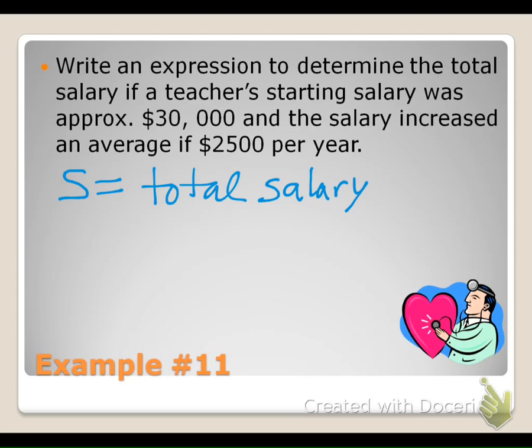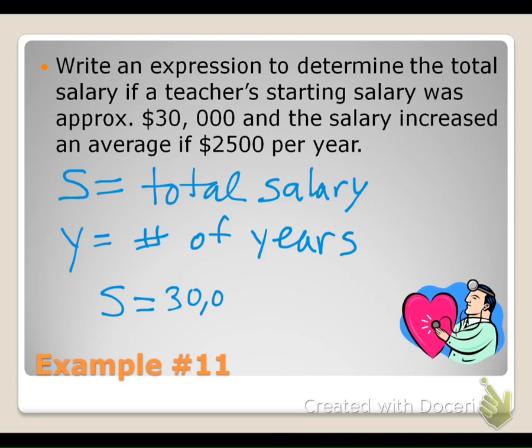Any other variable we want to define? The year. Maybe a Y. Works for me. So Y is going to be the number of years. And we're writing an expression or equation to model the salary. So I'm going to start with salary equals what? 30,000. That's it. Plus 2,500. Very good.